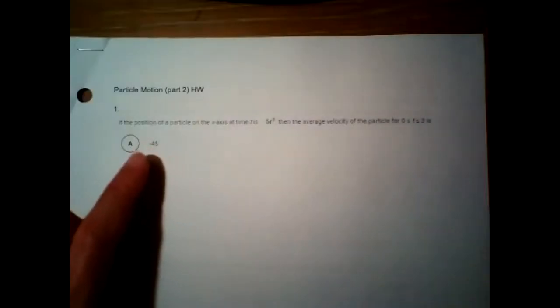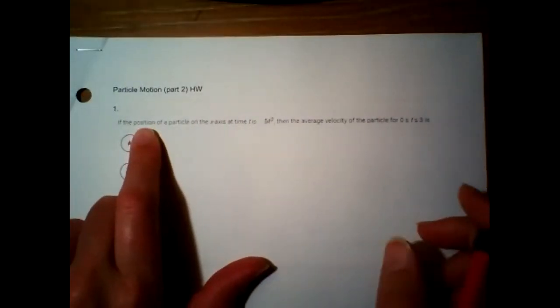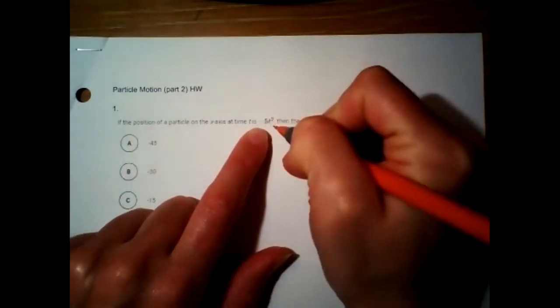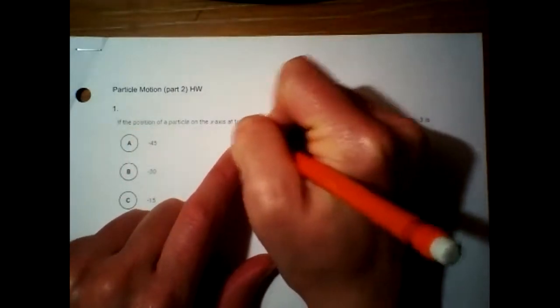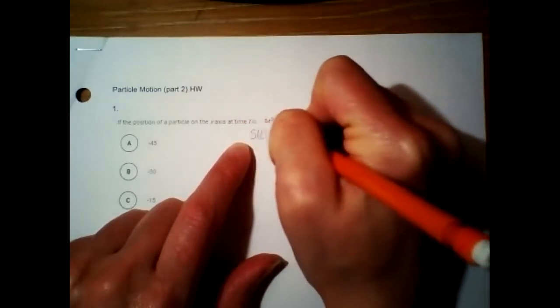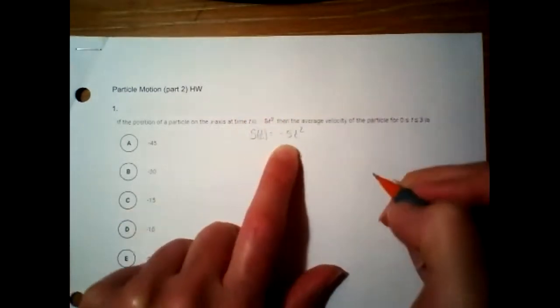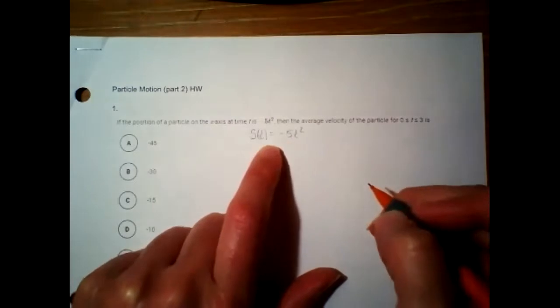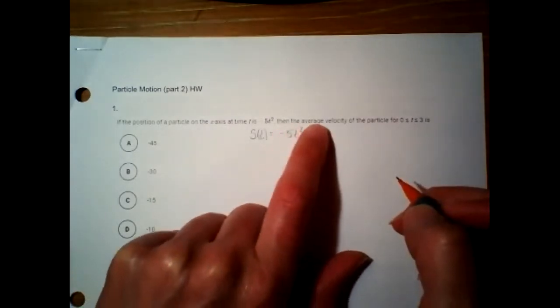So this one is giving the position of a particle is -5t squared. I think it would have been nice if they could have written like s of t equals -5t squared. They didn't write the whole equation, just gave you that. So anyway, there it is. They're asking for the average velocity.